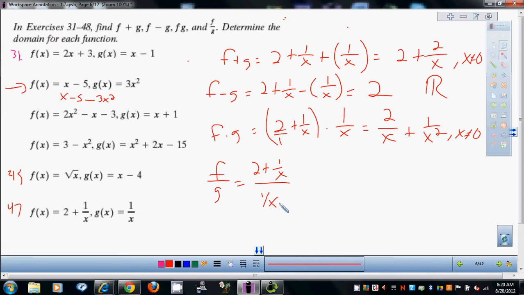You can tell me what happens when you divide fractions. What's that the same thing as? Divided by a fraction is the same as flipping and multiplying. So you could rewrite that as 2 plus 1 over x times x over 1. And then it becomes just like up here. 2 times x over 1. X over x just becomes 1. And that has no restrictions.